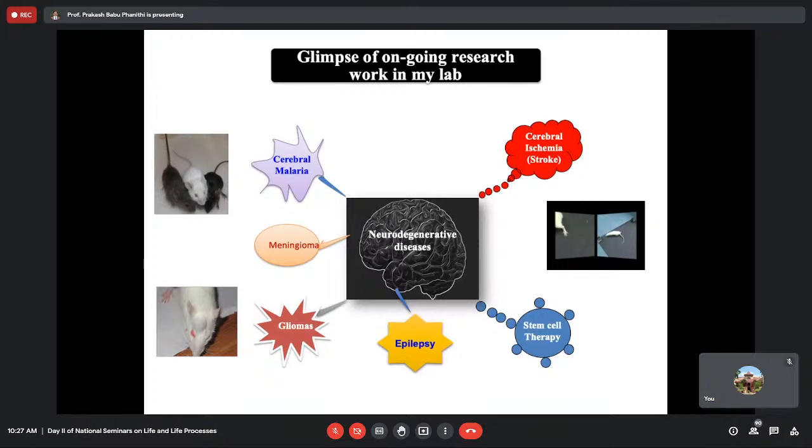I have a research animal model in cerebral malaria, which I'm not going to talk about now. Cerebral malaria is malaria that reaches the brain and damages the blood-brain barrier. It has a lot of symptoms and also causes cognitive deficit, especially in children. There is also meningioma, a tumor or cancer of the meninges. The other one is glioma, which I'm going to talk about today, and epilepsy. We are also working on cerebral ischemia, a stroke, which causes paralysis. The other one is stem cell therapy, and how neuroregeneration can be done using it.